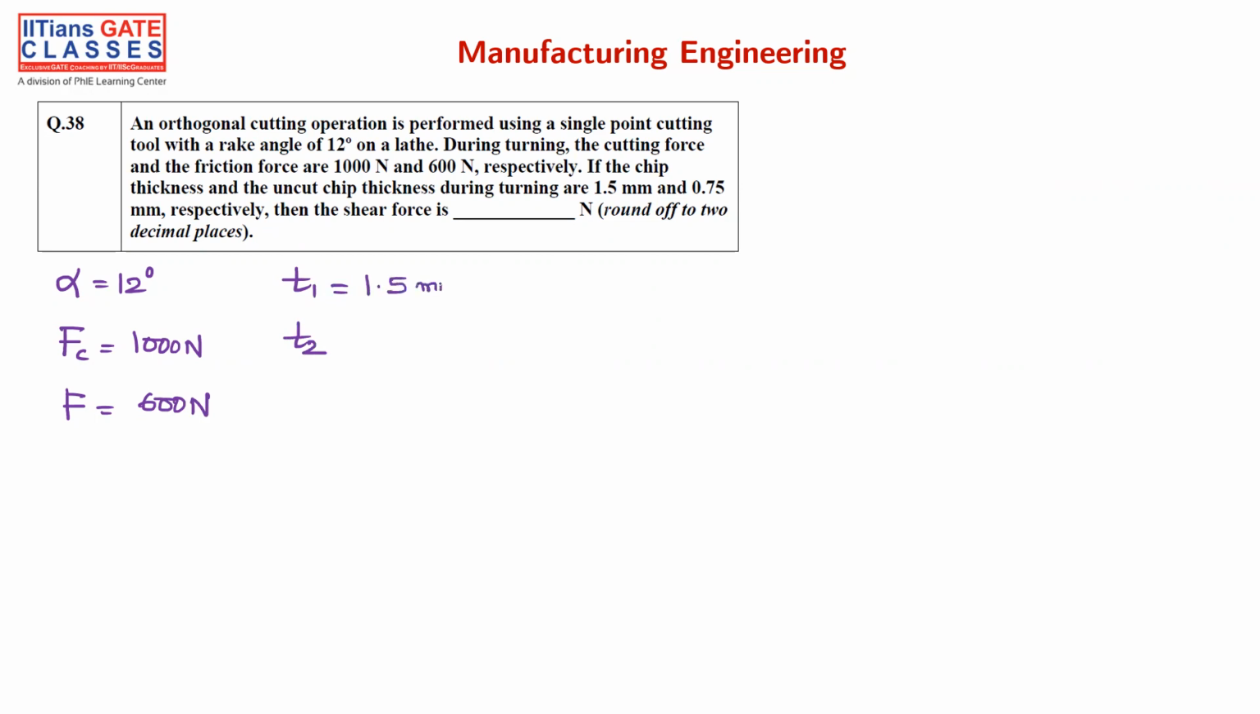1.5 mm chip thickness. Uncut chip thickness is how much? 0.75. Okay, I think we are writing it in reverse. Let's write, because first it comes uncut chip thickness. T1 is uncut chip thickness, that is 0.75 mm. And now he's asking what is the shear force. Fs is equal to question mark. We don't know that, right?